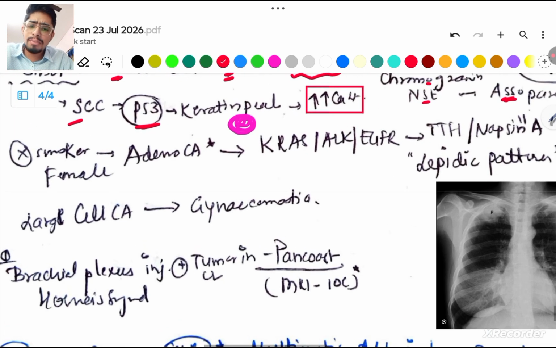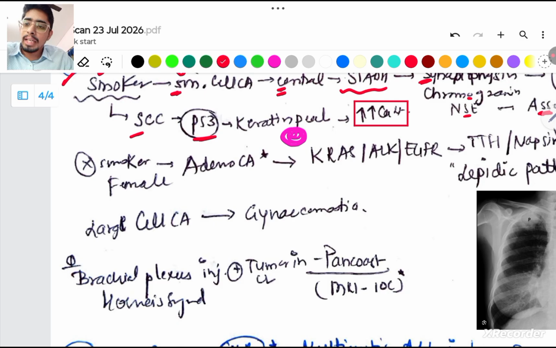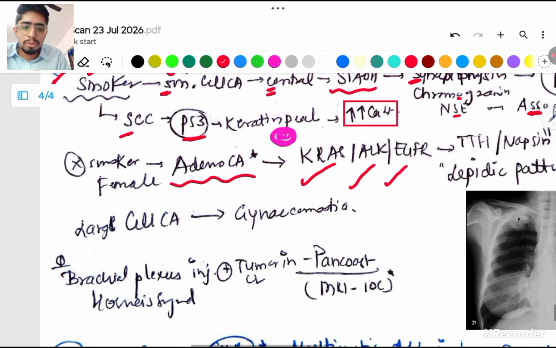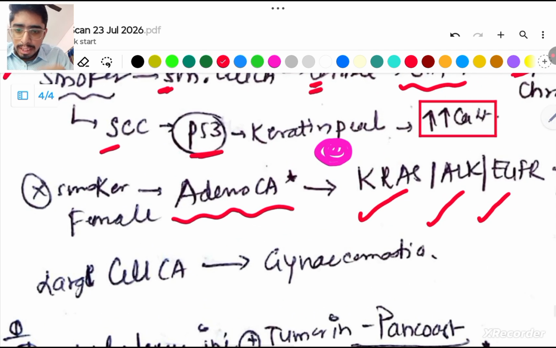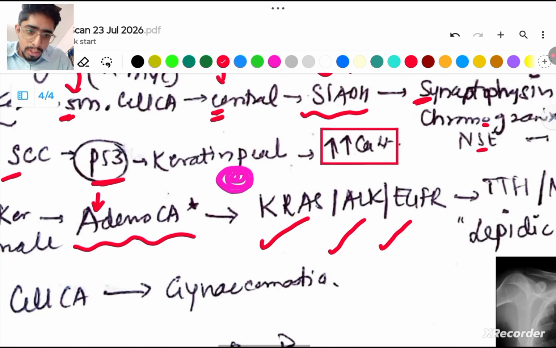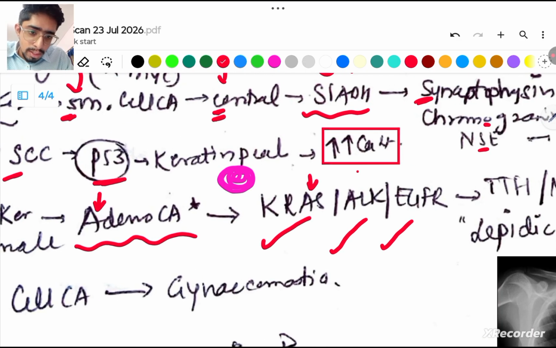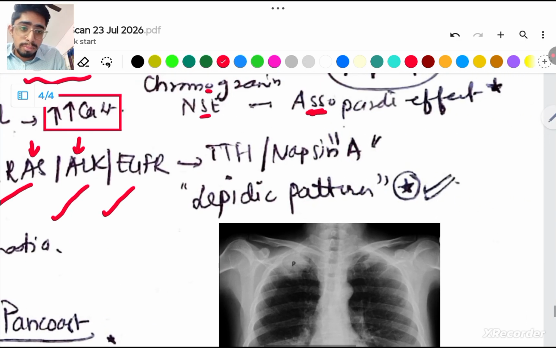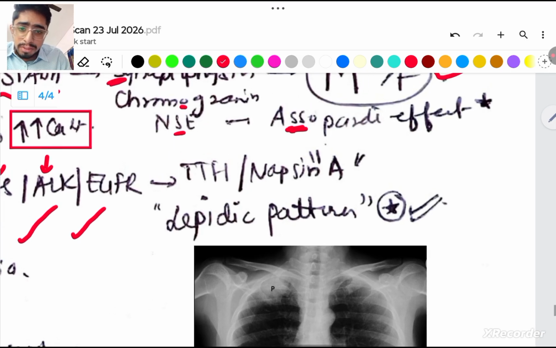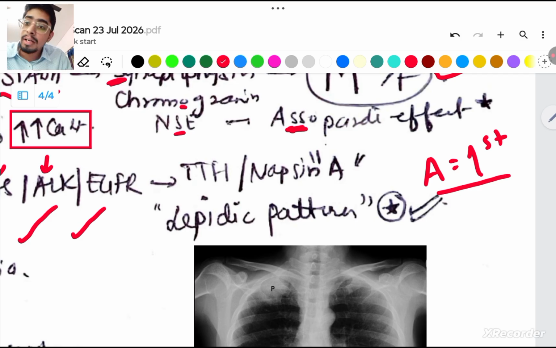Now, if the patient is a non-smoker, if she's a female, you think of adenocarcinoma, you think of KRAS mutation, ALK mutation, and your EGFR mutation. How to remember this? A for adenocarcinoma, you have A in KRAS, you have A in ALK mutation. Also, if you talk about the markers, you see that A is your first alphabet, alphabet number 1. So you can remember TTF1, napsin A, right? So this is your trick to remember your adenocarcinoma.